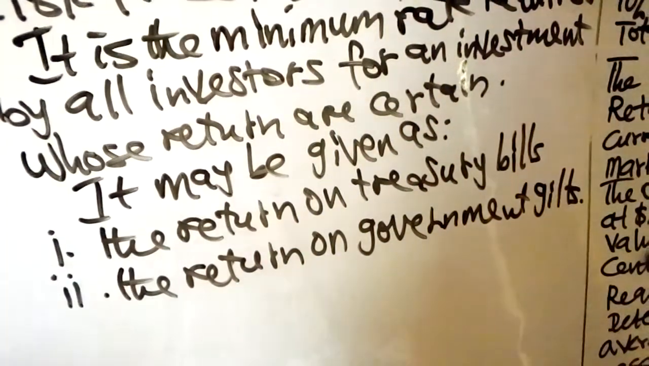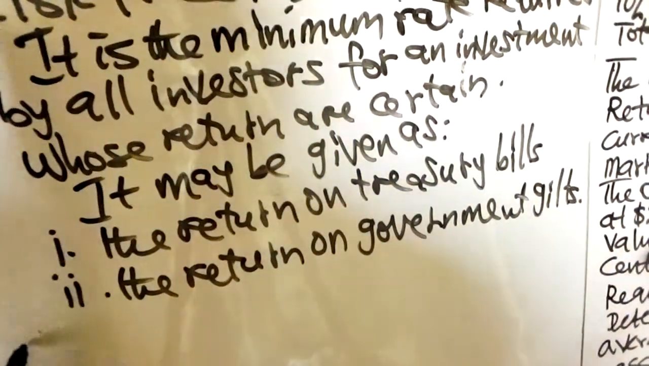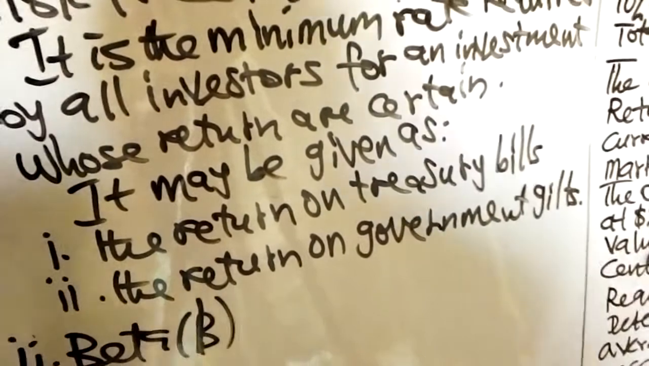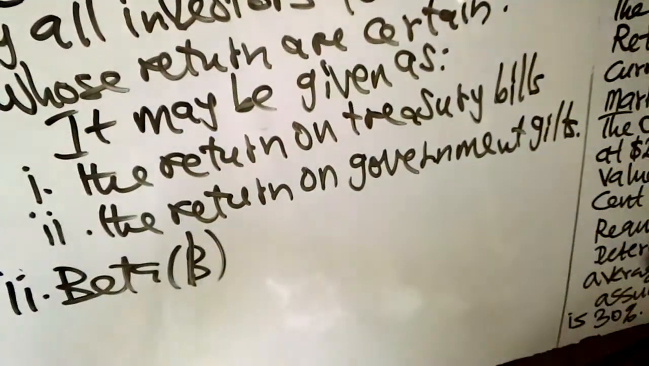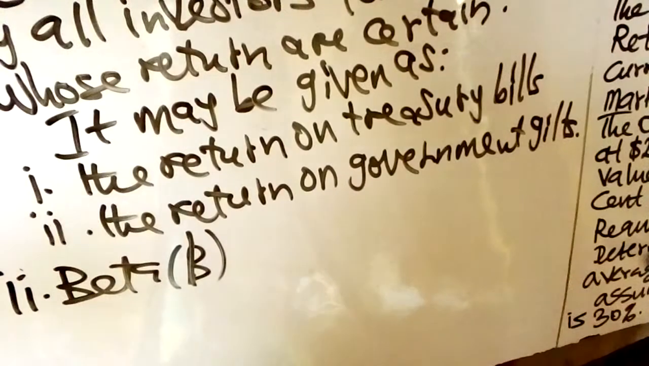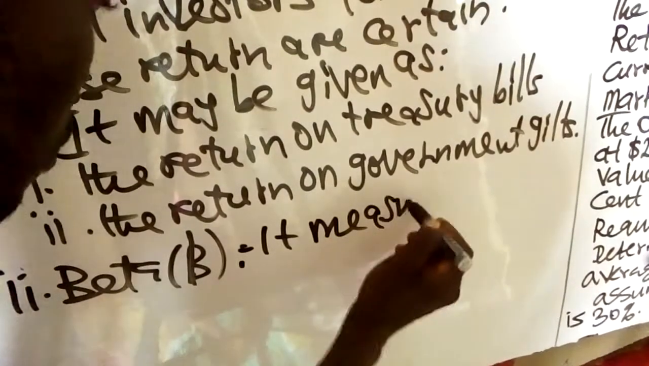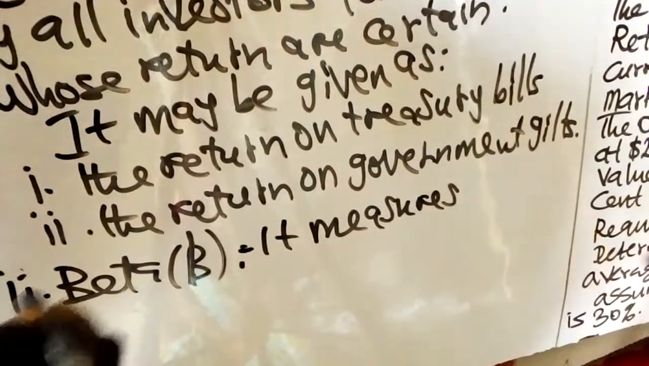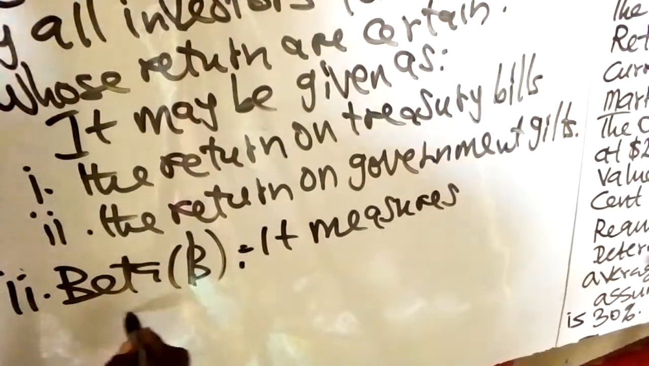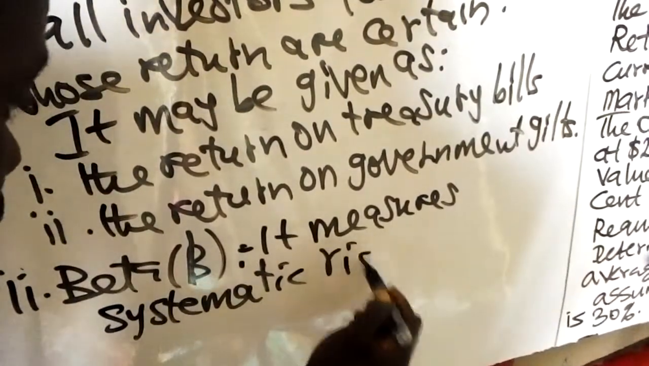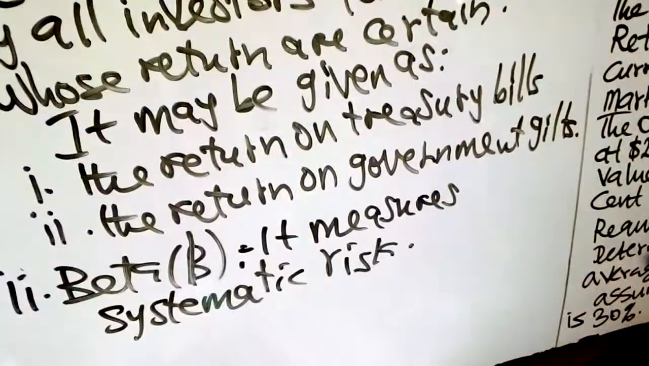The second one I'm going to consider is beta. I've told you that beta measures systematic risk of the investment or of the project.